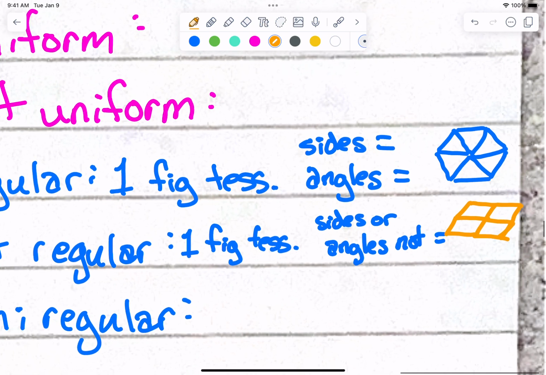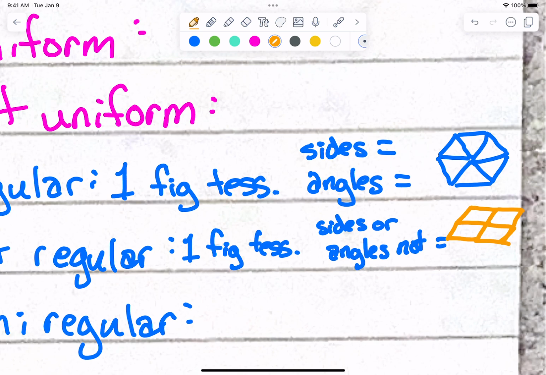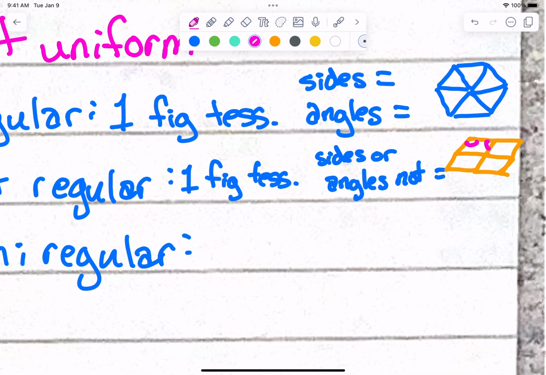Why is he not regular? If I do parallelograms right together, they're all the same shape, but why is he not regular? Look at these angles. This is an obtuse angle, that's an acute angle. That's not going to work. All the angles are not the same, so he's not a regular figure. So he would tessellate. He's the same figure, but he's not a regular tessellation. Got it?